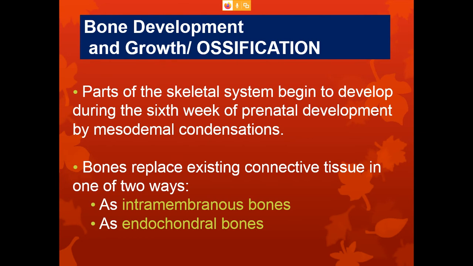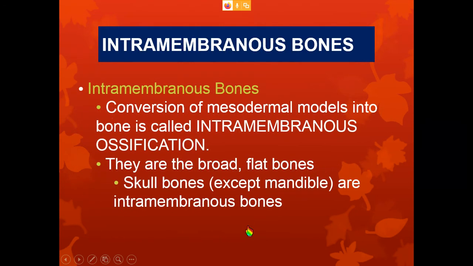Then coming to bone development, growth and ossification. There are two types of development: intramembranous and intracartilaginous, that is, membranous ossification and cartilaginous ossification. Part of the skeletal system begins to develop during the sixth week of prenatal development by mesodermal condensations. Bones replace existing connective tissue in one of two ways: intramembranous bones and endochondral bones. Remember, intramembranous ossification is the conversion of mesodermal membrane models.